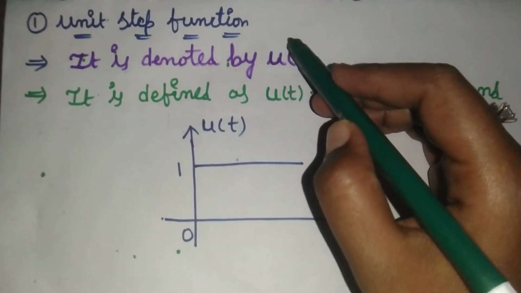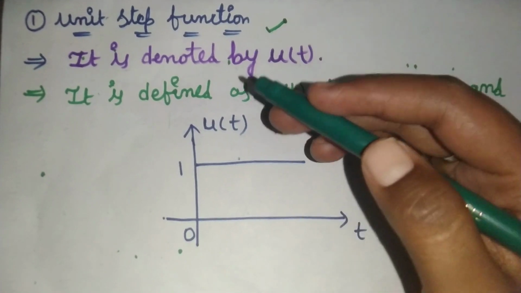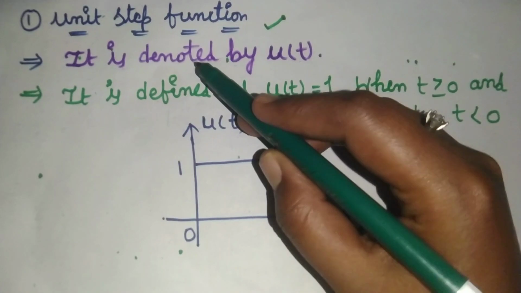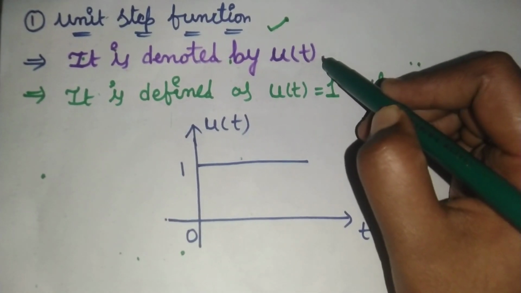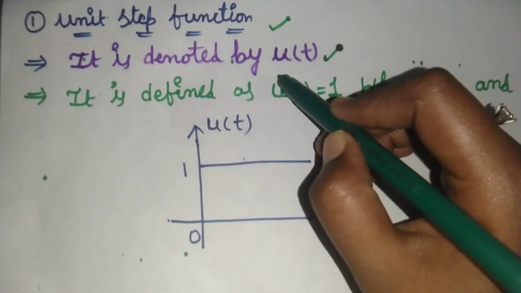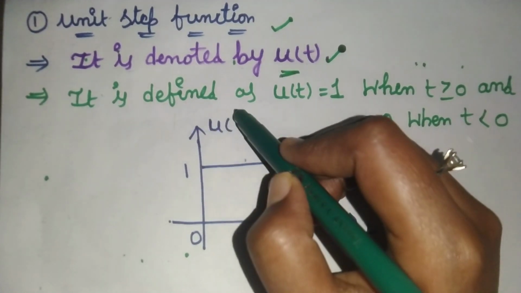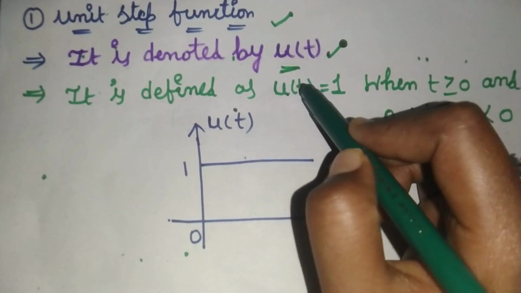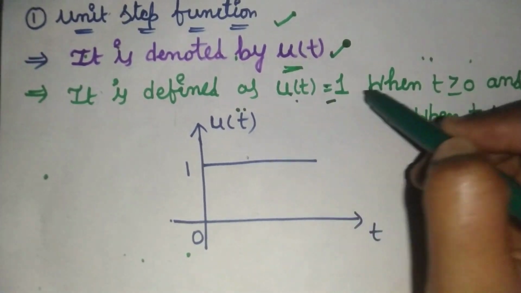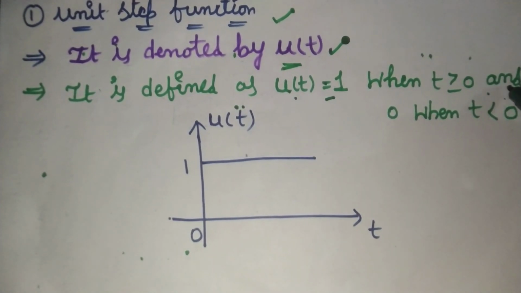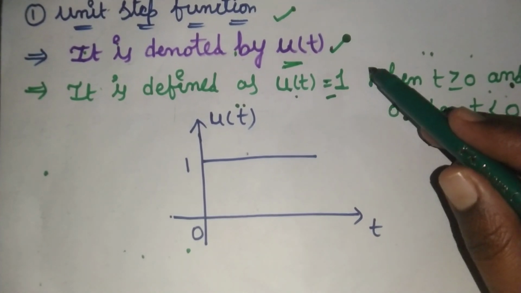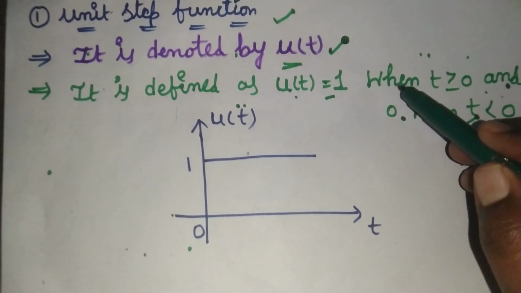The first one is unit step signal or unit step function. Here, the unit step function is denoted by u of t, and it is defined as follows. Here it is defined as u of t equal to 1 when t greater than or equal to 0, and u of t equal to 0 when t less than 0. This is the definition of unit step function.